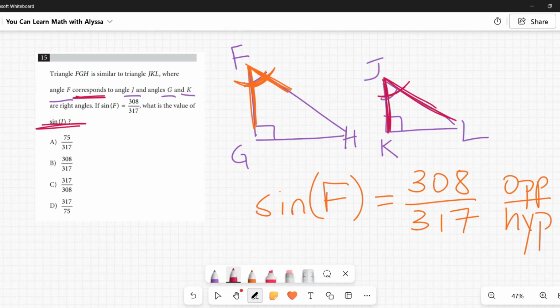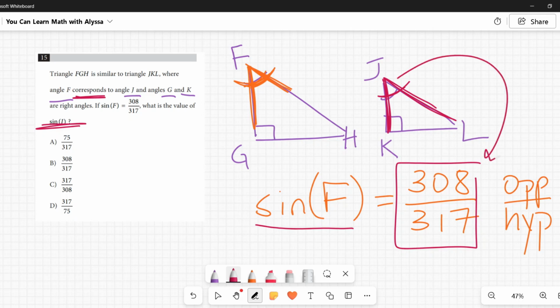They're the same. So since the sine of F is this proportion, this fraction, the sine of J is also that proportion. If the measures of the angles, and they're both in a right triangle, are identical, and they are, then the sines of those angles will also be identical. The cosines will be identical. The tangents will be identical. So the sine of F is 308 over 317. The sine of J is also 308 over 317.